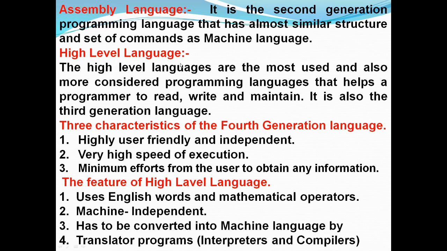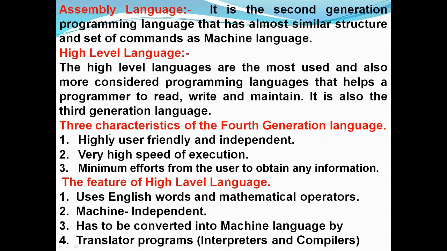Next and last is high level language. The high level languages are the most used and most considered programming languages, which help a programmer to read, write and maintain programs. It is also the third generation language. So we can say that machine language is the first generation language, assembly language is the second generation language, and high level language is the third generation language.